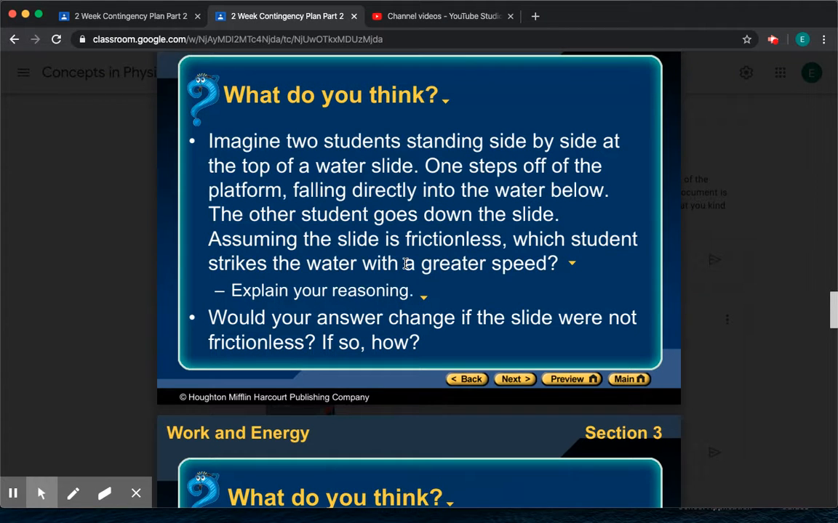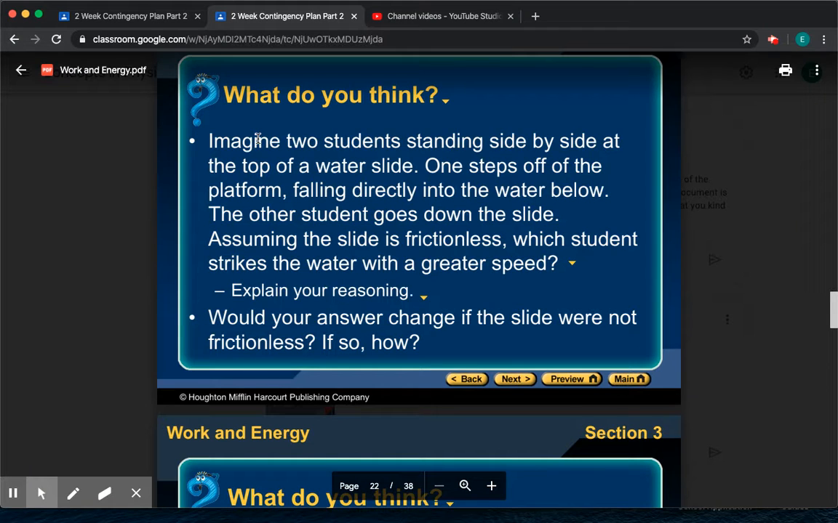Today we're going to be working on section 3 of the work and energy unit, which is conservation of energy. Okay, conservation of energy. And again, when we say that something is conserved, what that means is how much of it you have in the beginning is how much of it you have at the end.